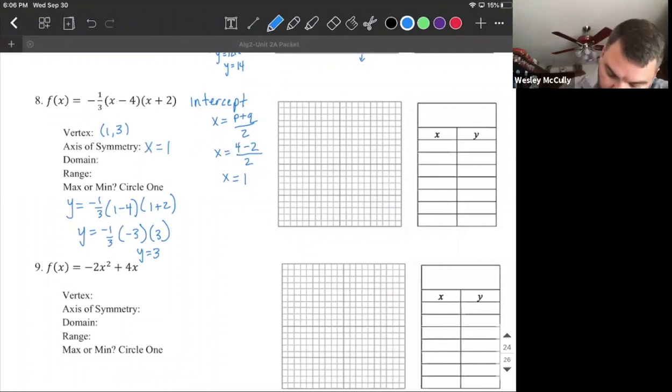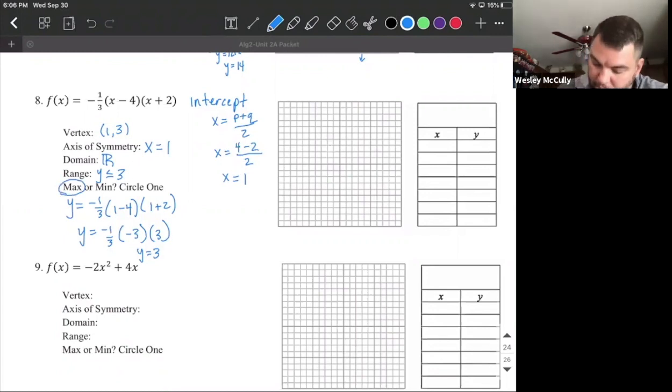The domain is all real numbers. The range is y less than or equal to 3, because the leading coefficient here is negative 1/3. So because it's negative, that means it's going to face down. And since this faces down, that is going to give me a maximum value.